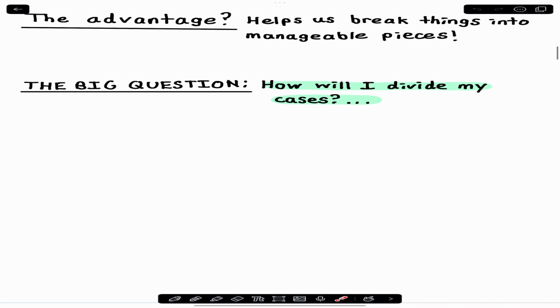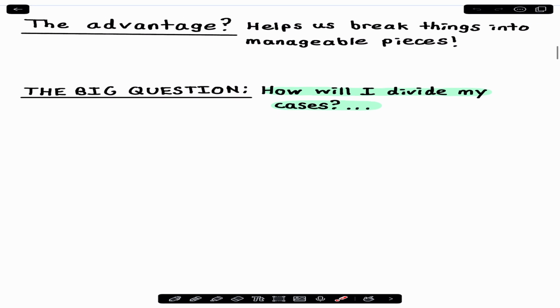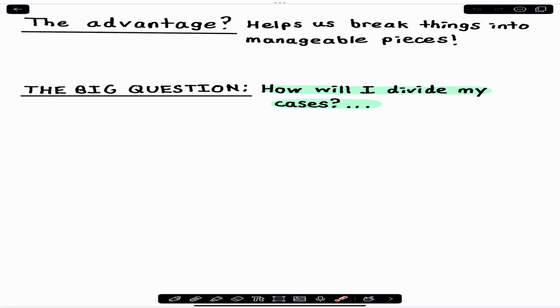Now, as you work through these problems, you'll find that the actual counting is not the difficult part. When I say actual counting, I mean all the stuff we learned about before: our permutations, our combinations, and our multiplication principle. That's not really the main concern with casework. A lot of times the hard part is finding out how you actually are going to divide your cases. So that's the big question that I always want you to ask yourself in the back of your head. Always ask yourself, how will I divide my cases?